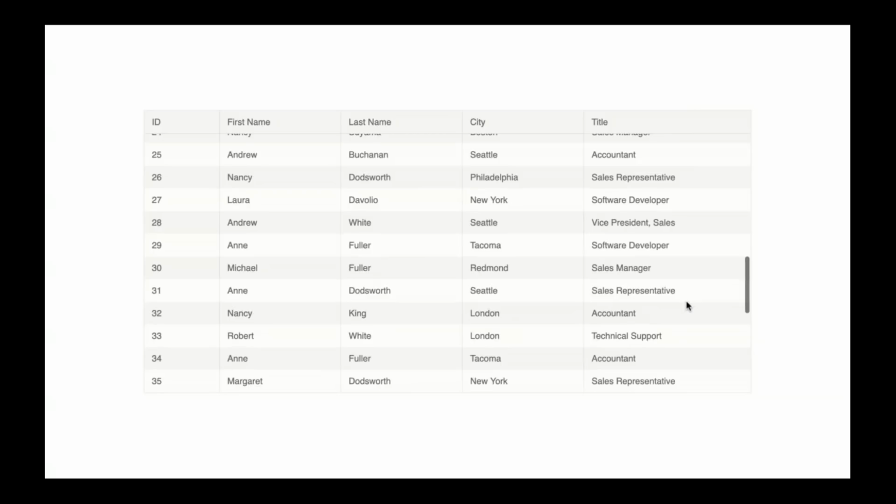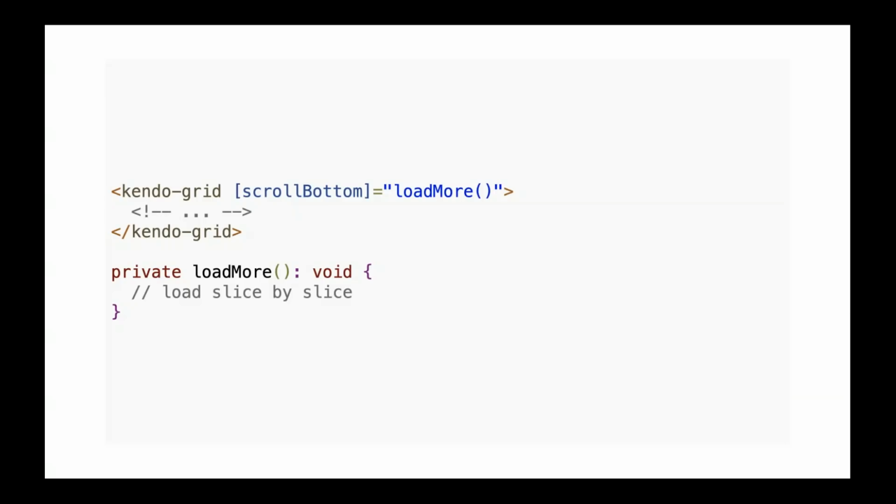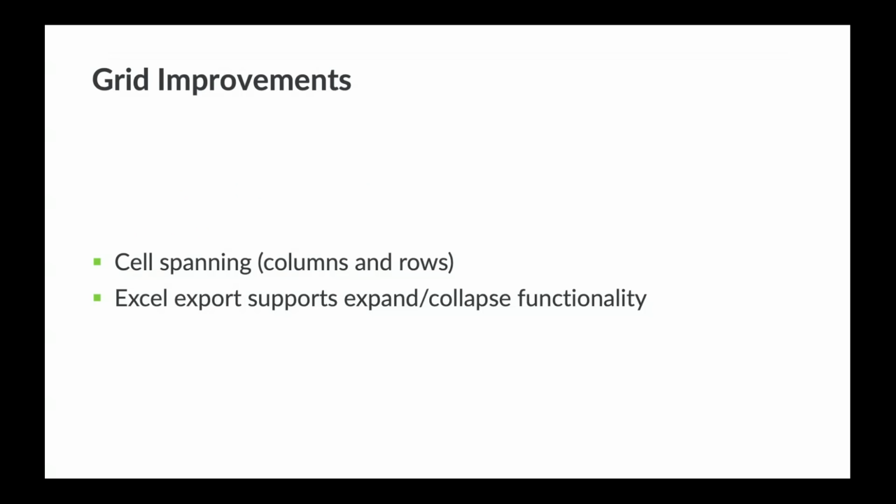To enable this, it's simply a call to a binding here for scroll bottom. That is the event binding that's encountered when the grid itself reaches the end of its list. And then we'll simply call the next call to load more, in this instance for loading data slice by slice. So this will allow me to fetch the next number of items that I need in order to load within my grid.